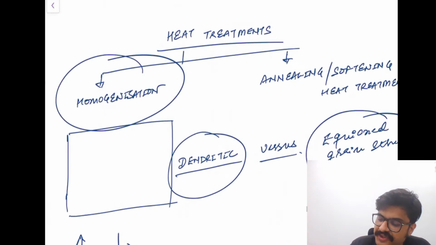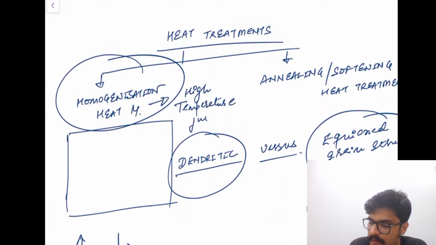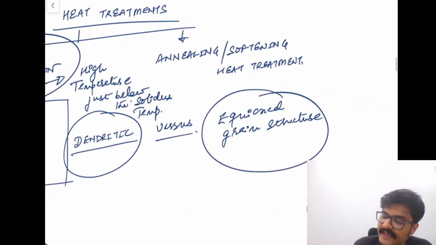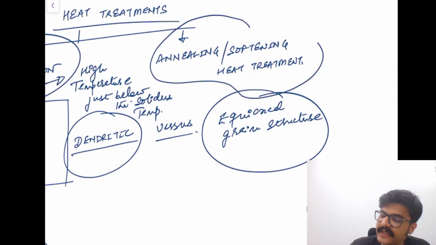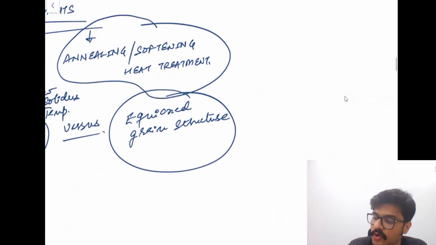So in homogenization heat treatment, the MCQ that we get is, what is the temperature? High temperature, just below the solidus temperature, right? You have to heat it just below the solidus temperature. Then the next type of heat treatment is annealing or softening heat treatment. Now, this is done in which situation, guys? This is done in the case of wrought alloys.